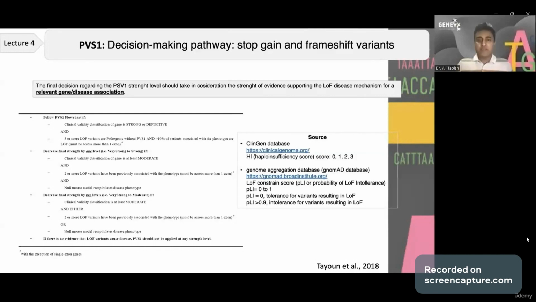And as I said, we can get this information, some of the haploinsufficiency information, from ClinGen and from Decipher. We can get the pLI, the loss of function constraint information, for every gene from gnomAD.